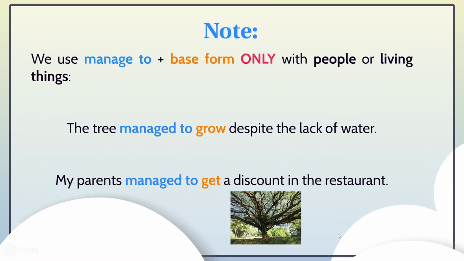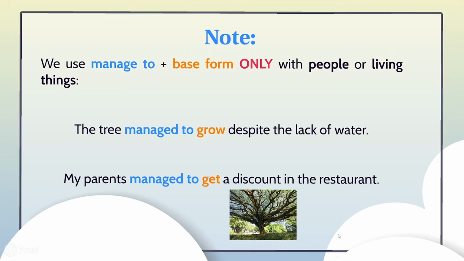Now, you need to be careful at this point: we use manage to plus a base form only with people or living things. The tree managed to grow despite the lack of water. My parents managed to get a discount at the restaurant.